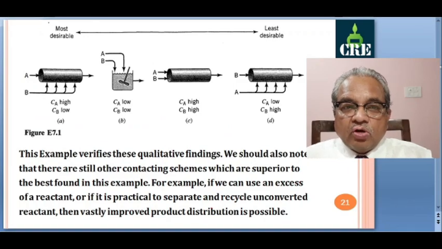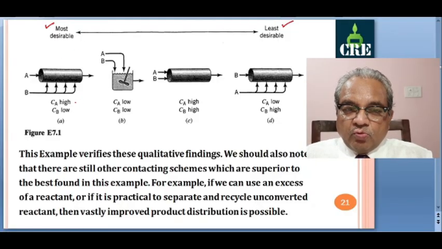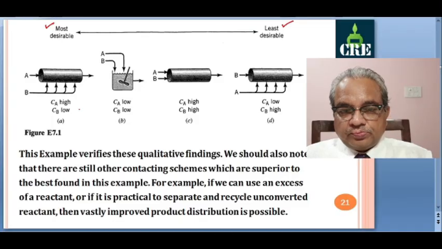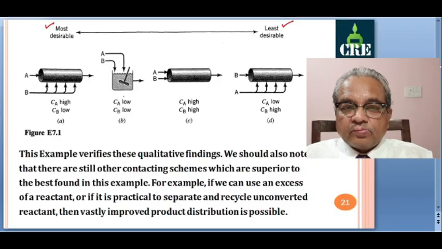Given here, this side you have the most desirable scheme and here the least desirable scheme. So based on the previous discussion, when we want CA high and CB low, you will prefer this CA high, and these side entries of C low concentration of B that we have seen earlier. Then the next scheme is a mixed flow reactor.